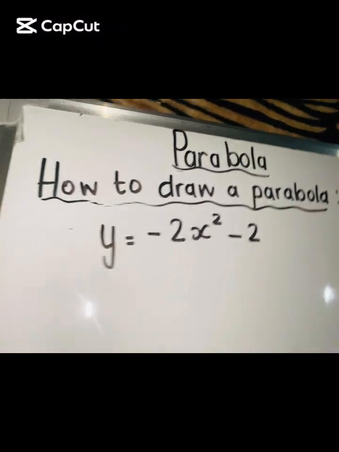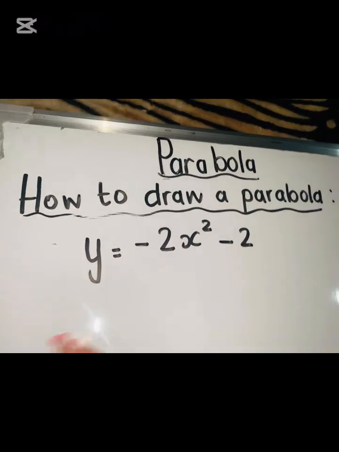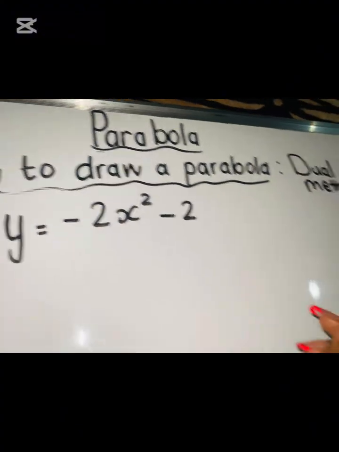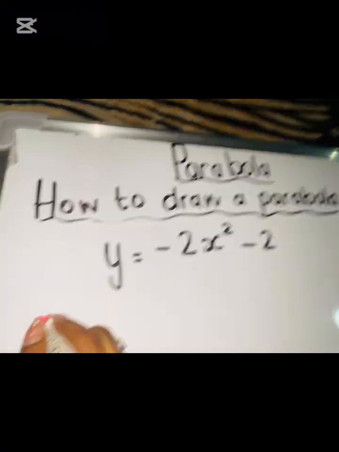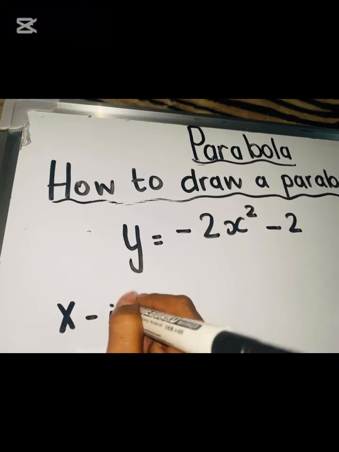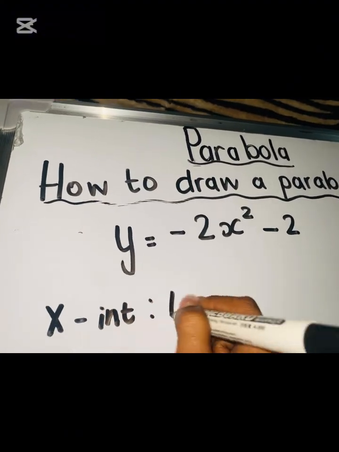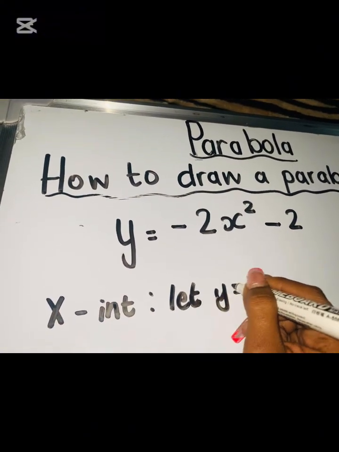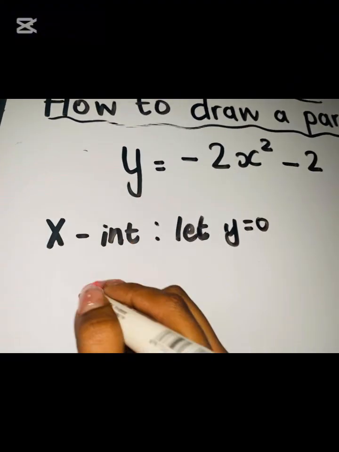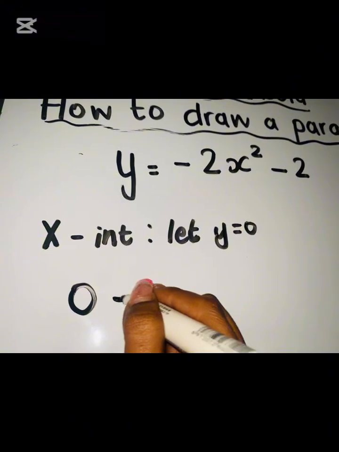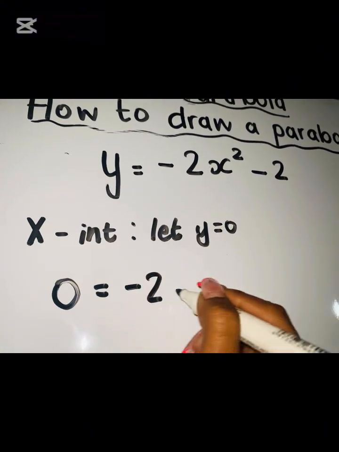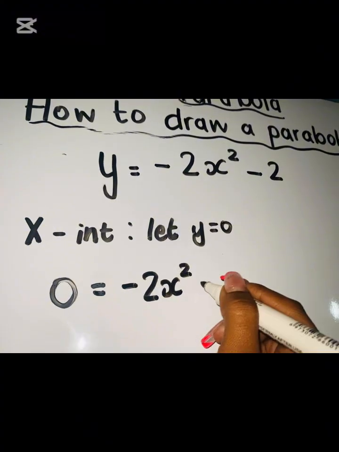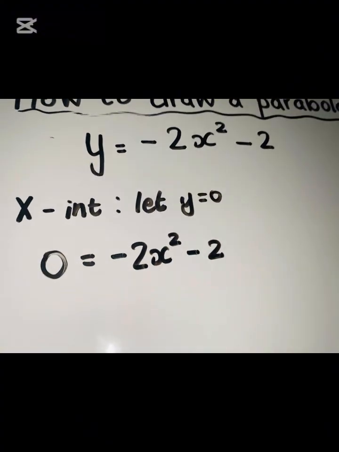Right, guys, I want us to plot this graph using the dual intercept method. Now, let's start. For our x-intercept, we're going to let y equal to 0. Let's start there. So, 0 is equal to negative 2x squared minus 2.